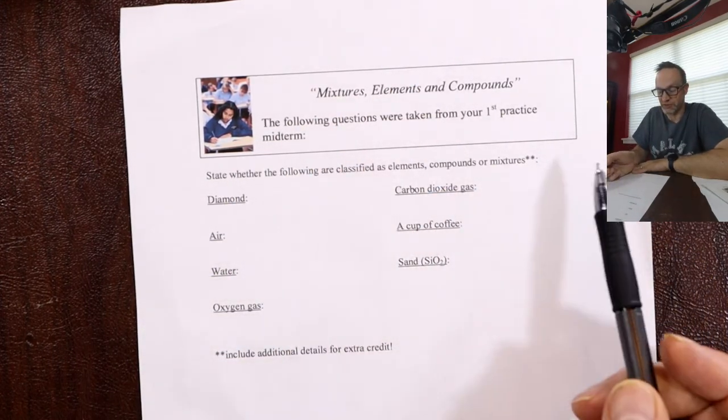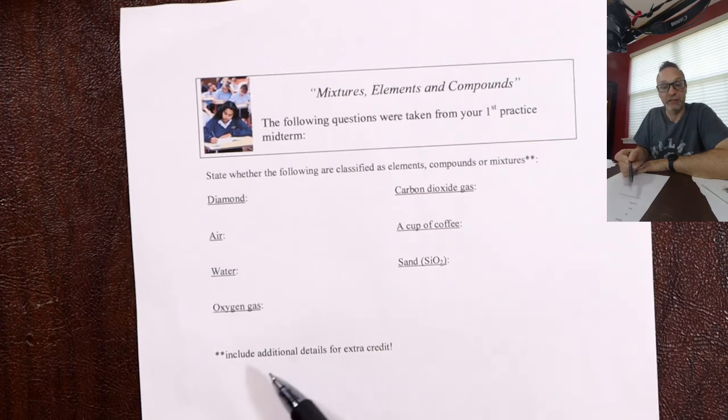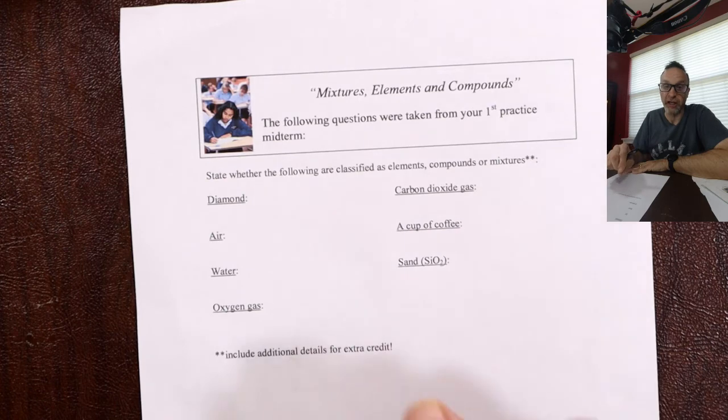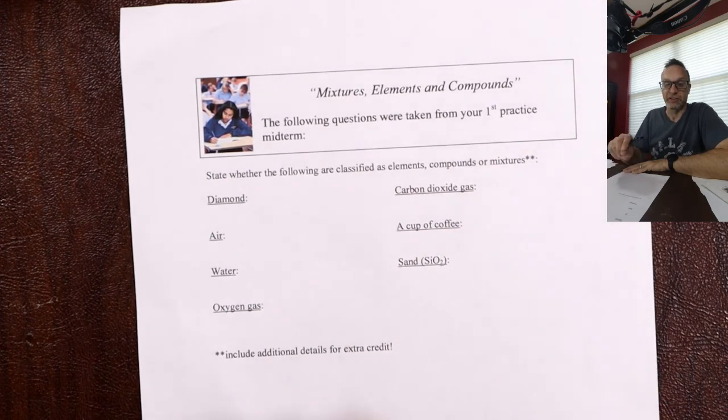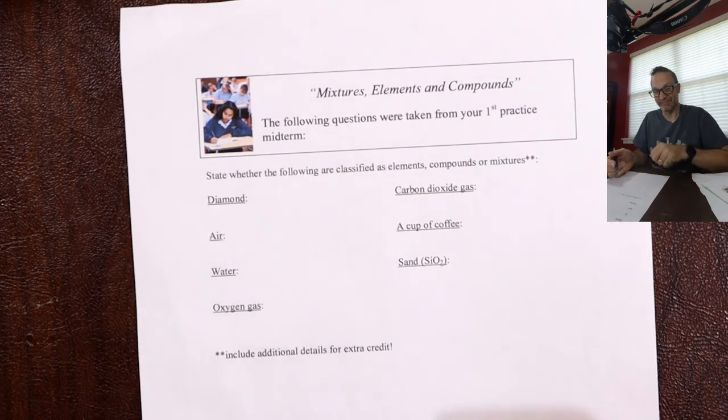State whether the following are elements, mixtures, or compounds. Extra detail is really those describing words. So, element, mixture, or compound for full credit. Giant, molecular, extra credit for that. Homogeneous, heterogeneous, extra credit for that. Okay, pause. You're back?